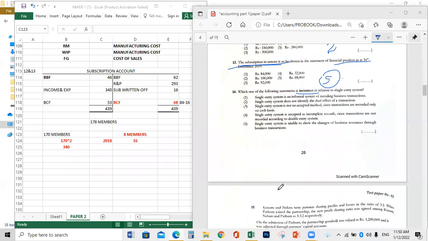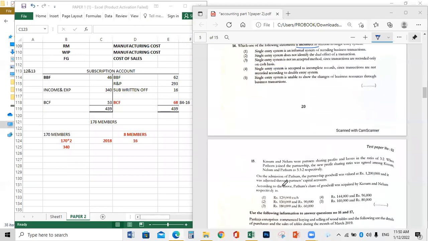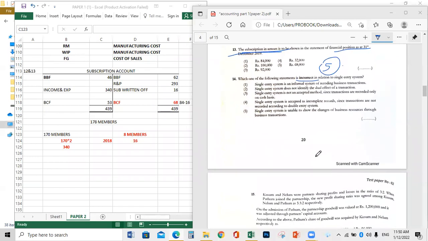Okay, let's check. So which one of the following is incorrect, not the correct answer?